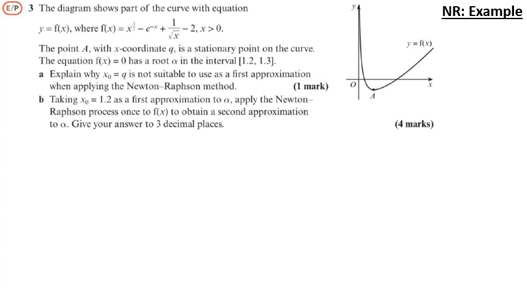We're just going to work through an example so you can see what it looks like in practice. It's not as scary as the formula might make it appear. We have a function, and it might be a messy looking function, but it should be something that you can differentiate. And then we're given a point A, which is a stationary point on the curve. We're also told that there is a root in the interval 1.2, 1.3. And the first question is, explain why x0 equals q is not a suitable value to use as a first approximation when applying the Newton-Raphson method.